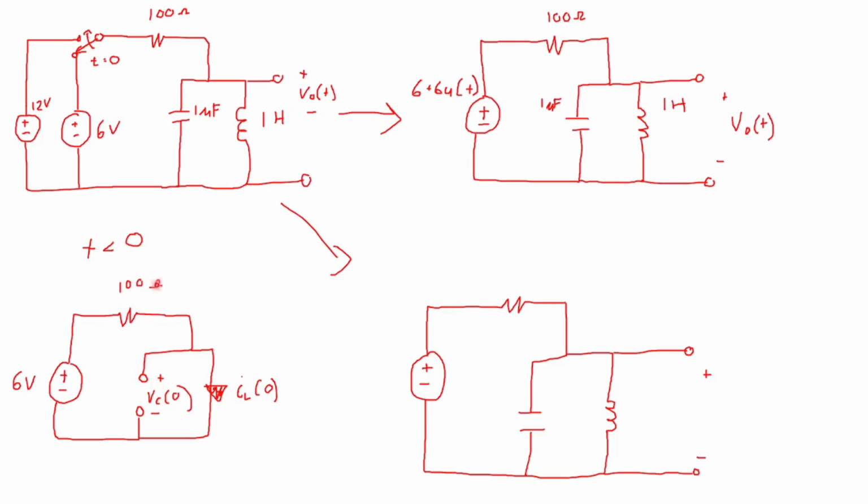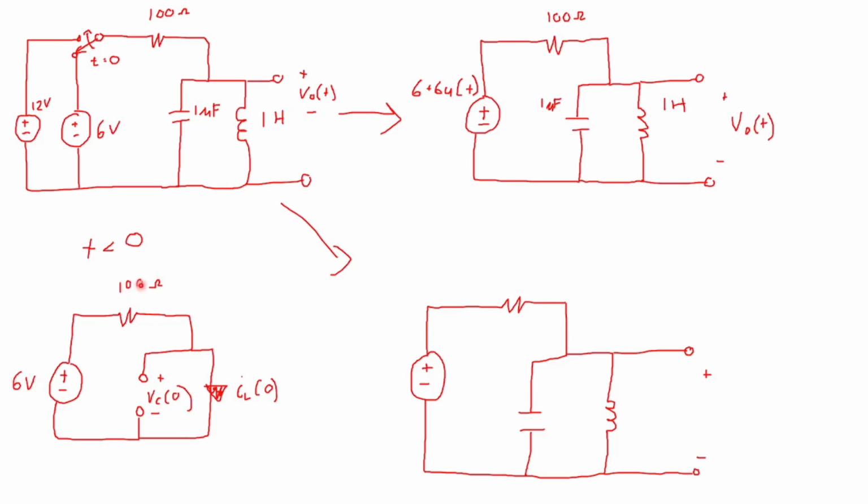So in order to determine the initial conditions required by the S domain, I need to look at the circuit for time t less than 0. In this circuit, that's a 6-volt source. I can obtain that either from the switch or from the 6 plus 6 u of t version. The 6 is this 6 or this 6. Either way, we get 6 volts.